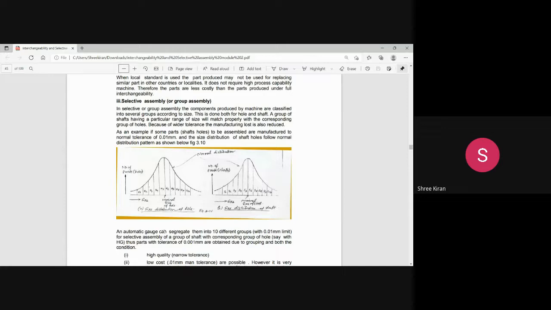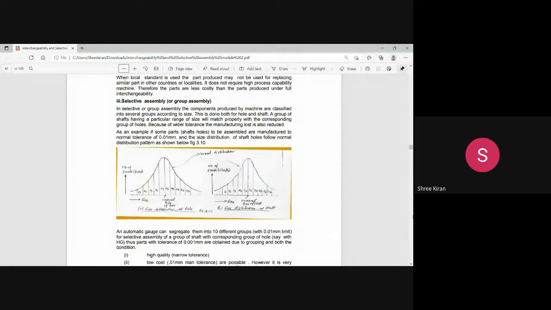An automatic gauge can segregate them into 10 different groups. It can be done with a 0.01 mm limit for selective assembly of a group of shafts with the corresponding group of holes. Thus parts with a tolerance of 0.001 mm are obtained due to grouping and both the conditions.